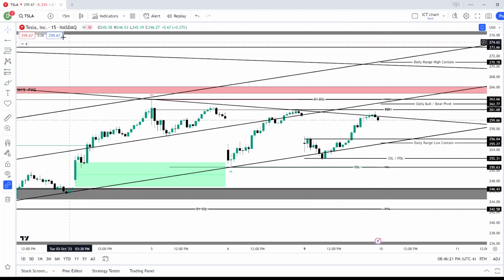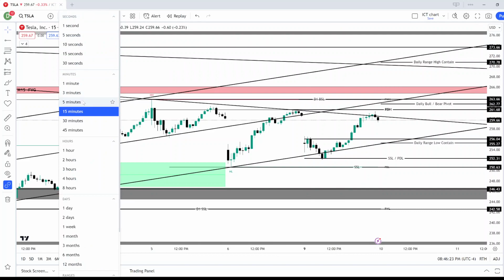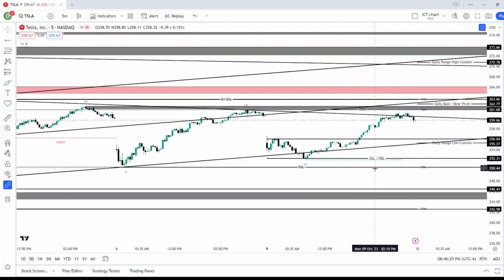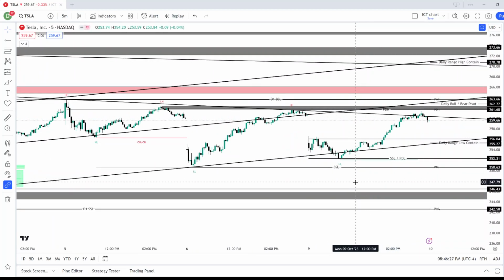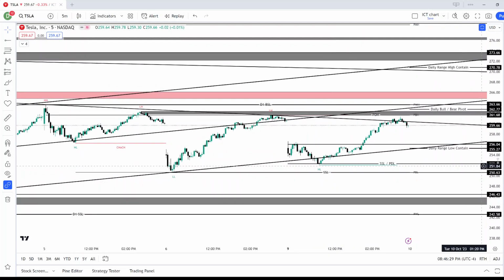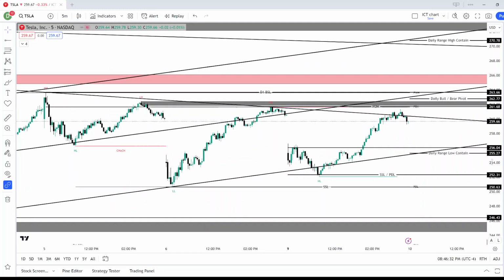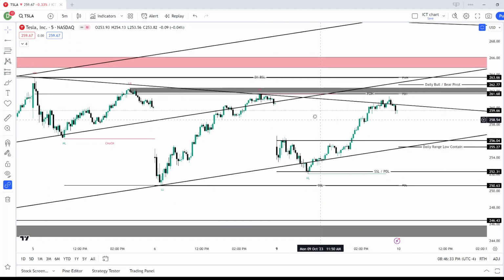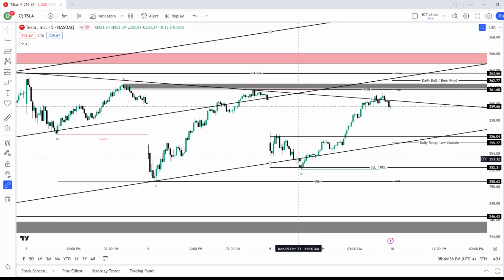Dropping down into the 5-minute chart, again, we see a more clear picture of what today's price looked like during the intraday trading. Okay, so you can see here, again, we had that sell-off on the 5-minute.